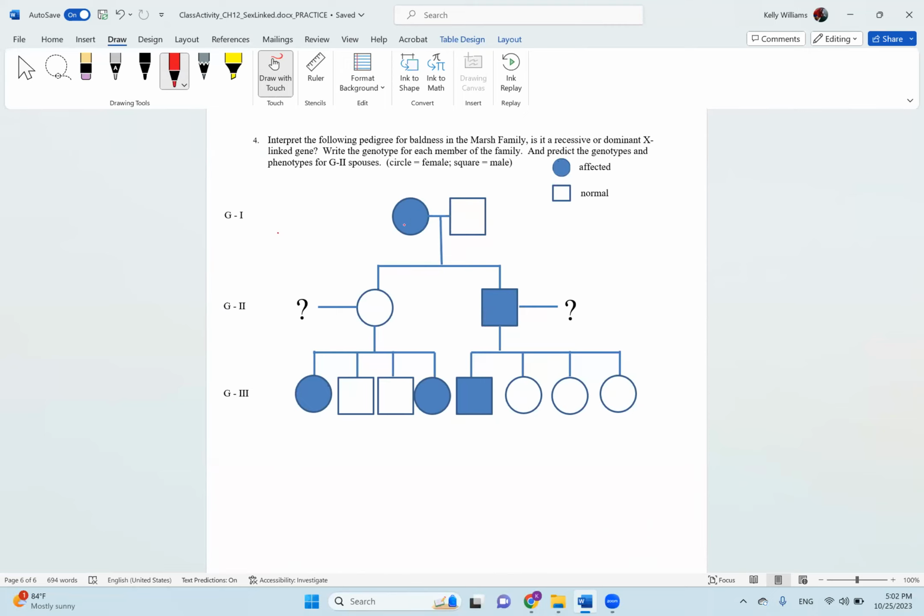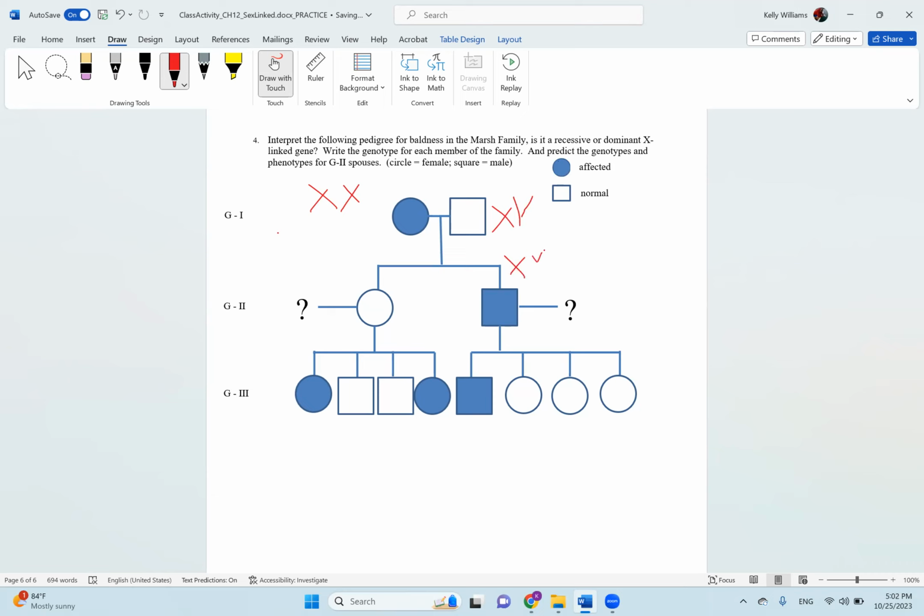So circles mean females, squares mean males. If it's colored in, it means they're affected. If it's not colored in, it means that they are normal. So again, just like the Punnett squares, the first thing I do here is I go and put all my X's and Y's. Okay, so I have XX, I have XY here, and then go through and do it for the whole thing.